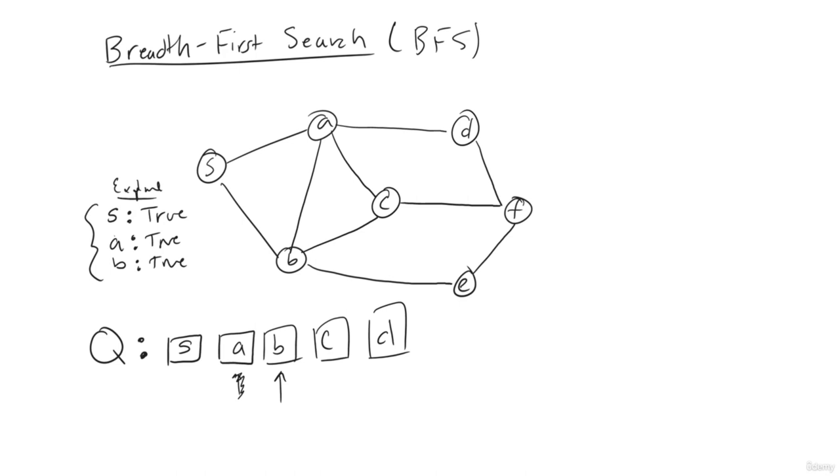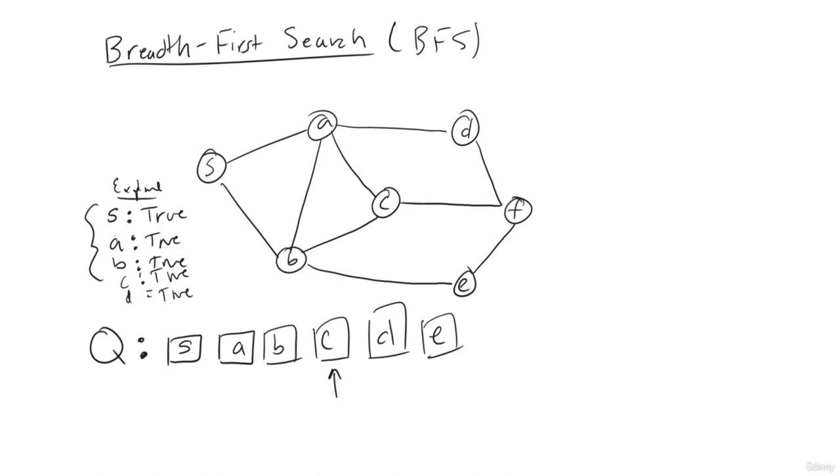And from here, we're going to explore the next item in our queue. Then we go to B, and we ask, okay, what is B connected to? B's connected to S, we've already explored it. B's connected to A, we've already explored it. B's connected to C, we've already explored it. And then B's connected to E, which we have not explored. And I almost forgot, we need to mark C and D as being explored. Then we add E to our queue, and we are going to move our pointer over in our queue to C.